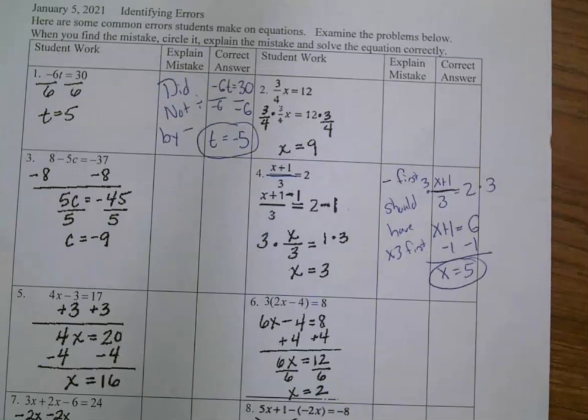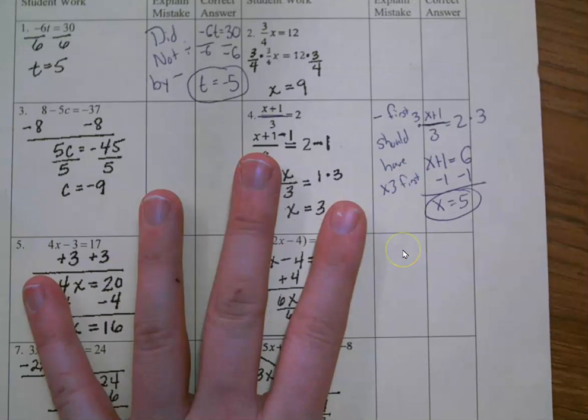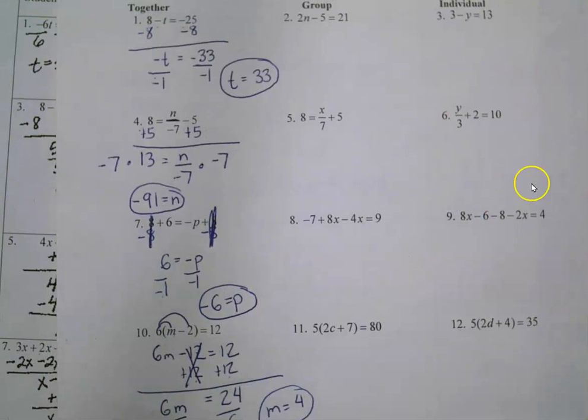So you don't have to be super formal in your explanation of mistakes, but you do need to write down somewhat what they're doing. And you need to do 5 problems total on this one and finish this one. Okay, you got this.